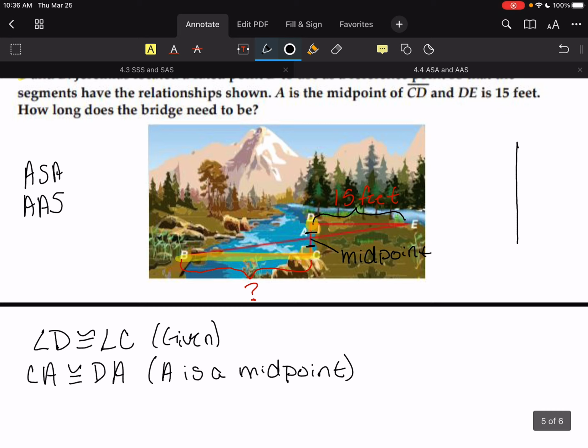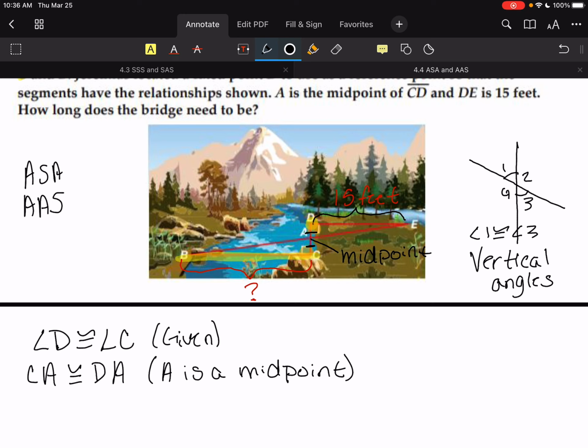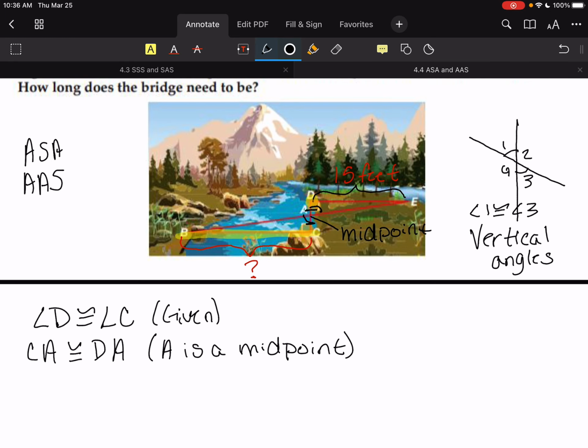Hopefully you remember that if I was to draw something like this, 3 and 4, I could say that 1 and 3 are congruent angles because they are vertical angles. So here I can say that BAC is congruent to EAD because they are also vertical angles.